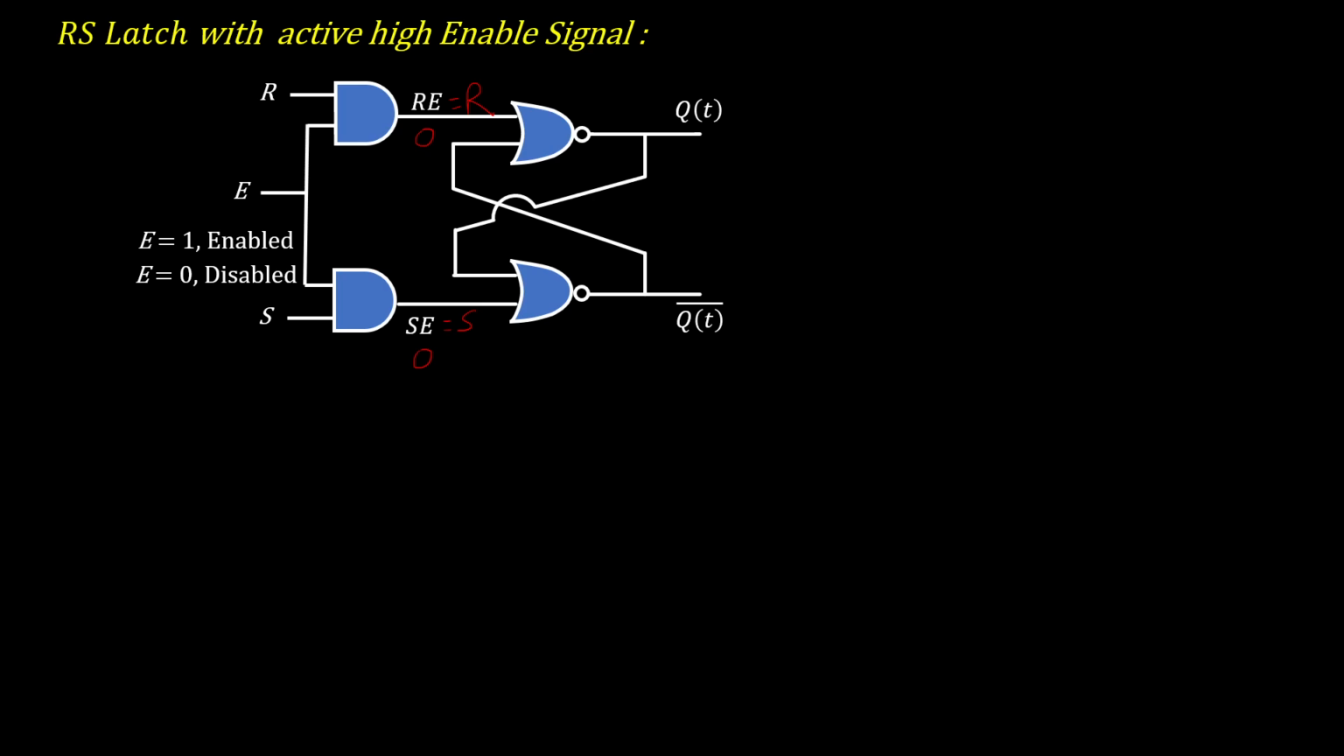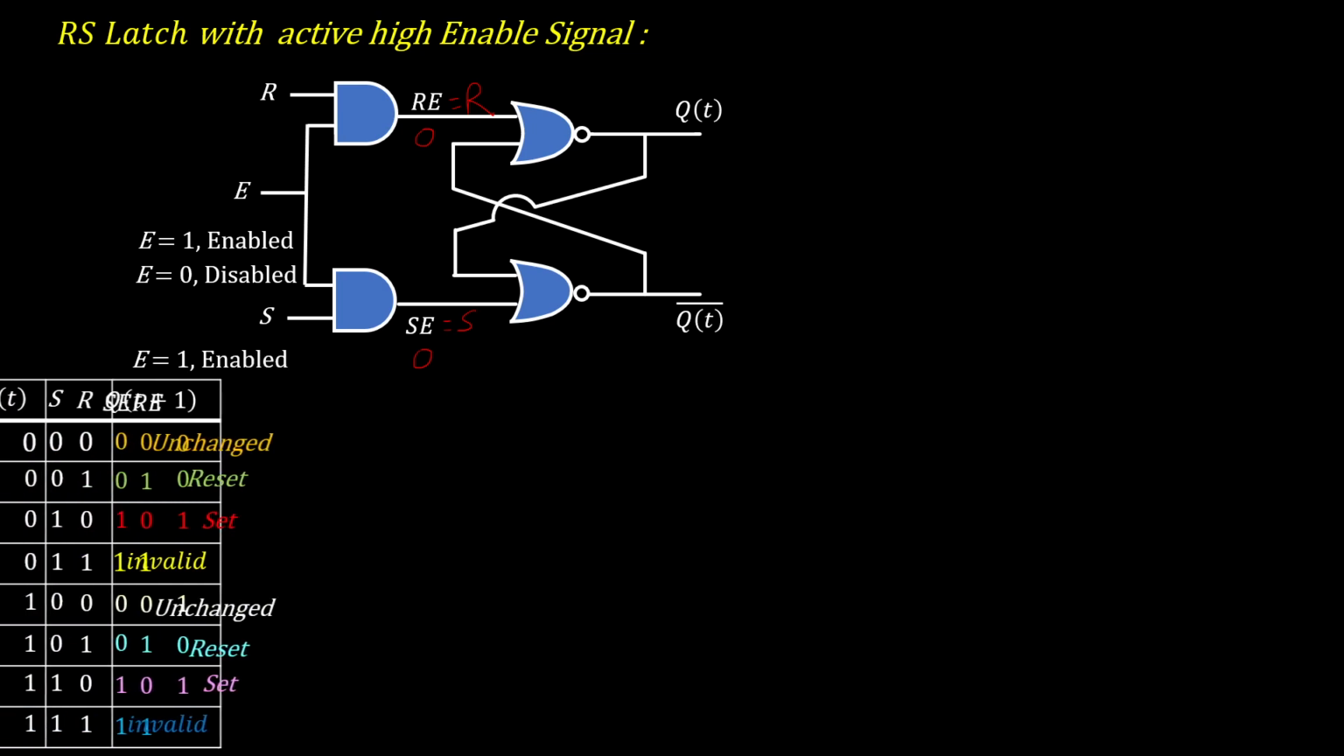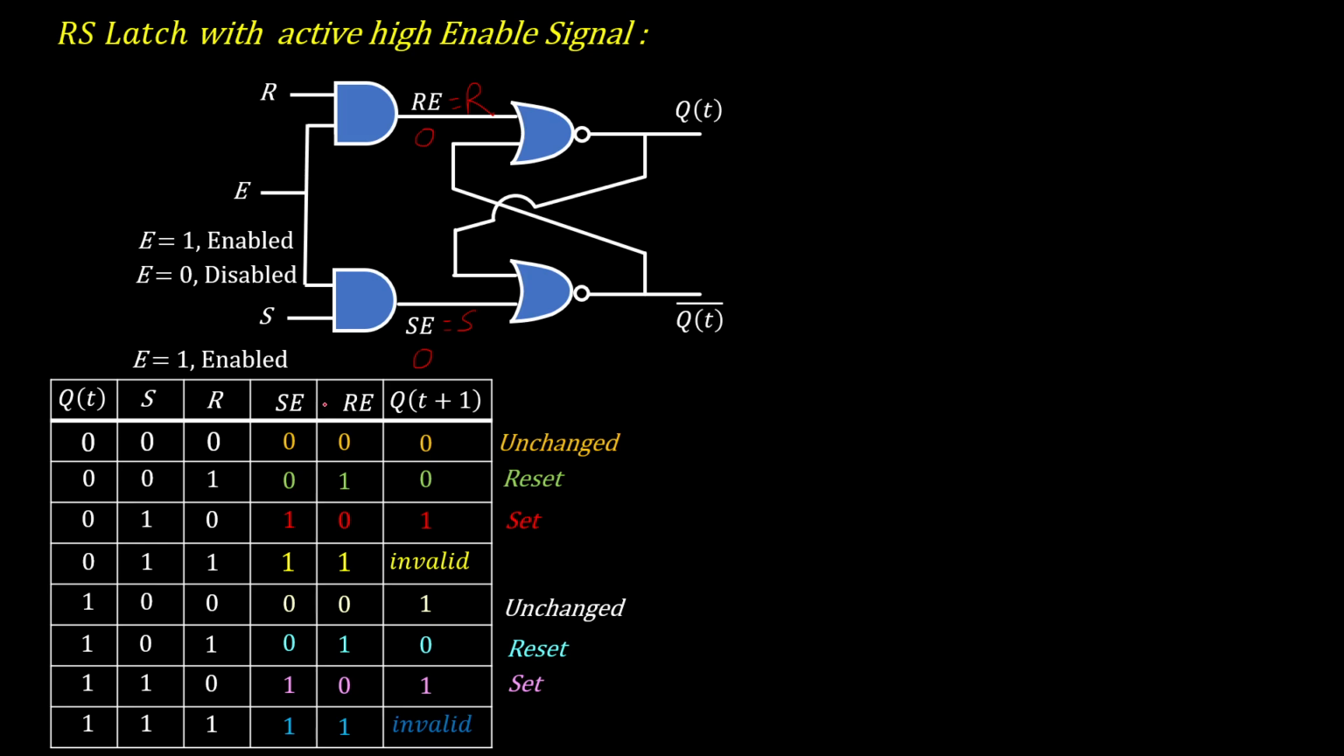Now let's see the state table for the RS latch with active high enable signal when the enable signal is high. We have used 2 more columns, SE and RE. If E is 1, then SE is S, RE is R. So the SR columns and the SE and RE columns are identical. So basically the RS latch is enabled if the enable signal is high.